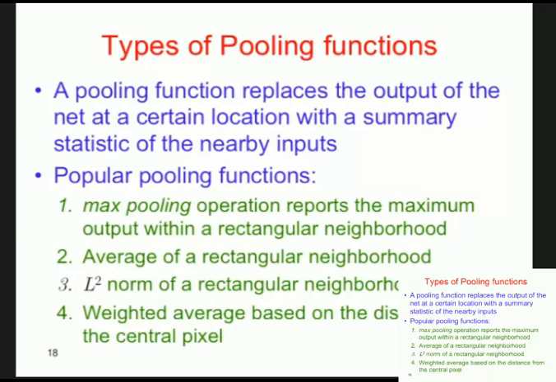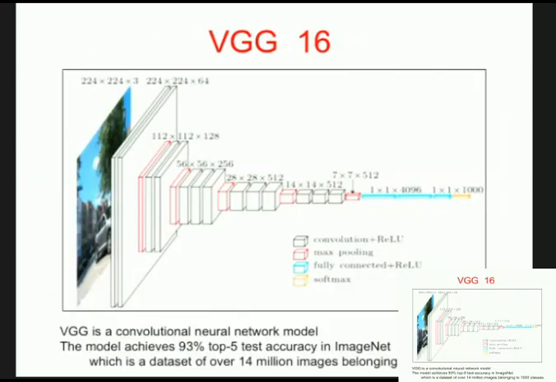Another thing that goes on in these convolutional networks is what's called a pooling layer. A pooling function replaces the output of the net at a certain location with a summary statistic of the nearby inputs. A max pooling operation reports the maximum output within a rectangular neighborhood. We apply it in a particular way where we take just the max value, or we take the average in a rectangular neighborhood, or an L2 norm in a rectangular neighborhood, and so on. So we go from layer to layer, we have a convolutional layer and then what's called a pooling layer. They seem to always go together. And why do they use it? We'll look at it.